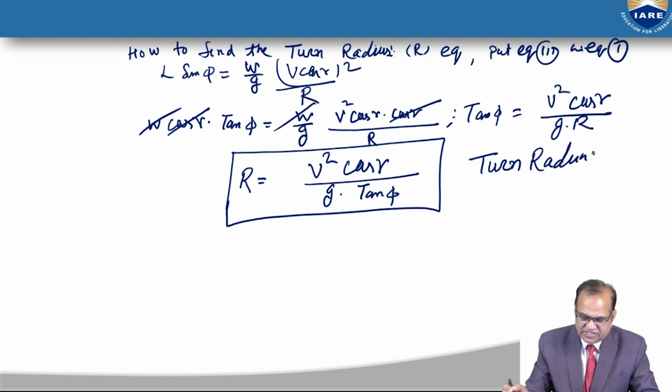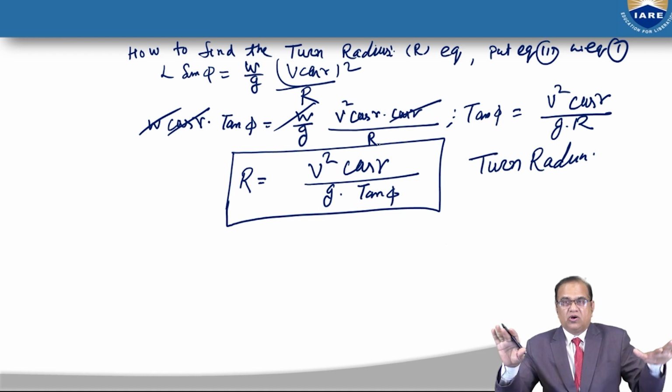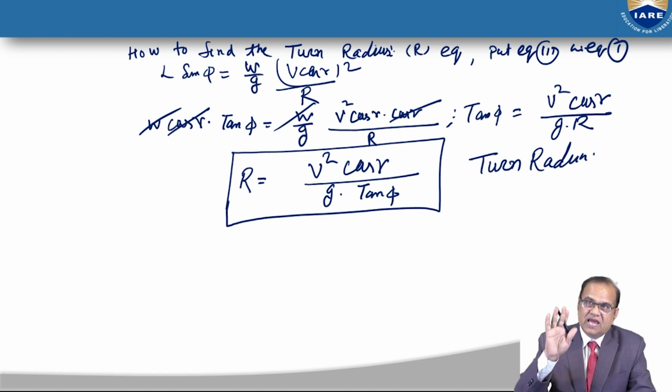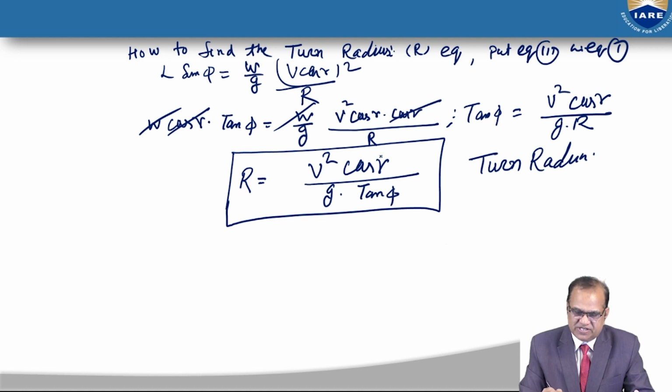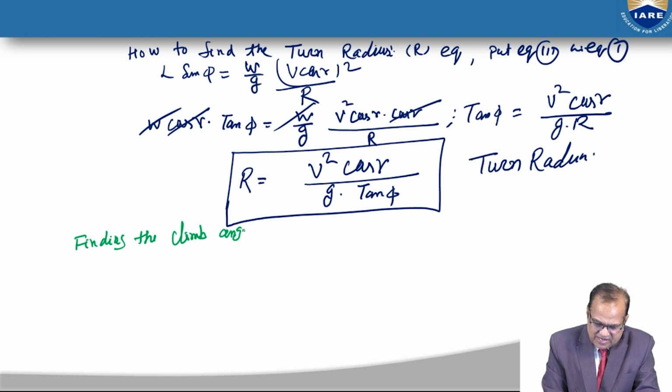So this turn radius depends upon the velocity, the rolling angle phi, and the climbing angle gamma. These three parameters are very important. Now we have to find out this radius. Now we have to find out the climb angle. So now I will select the green, finding the climb angle.